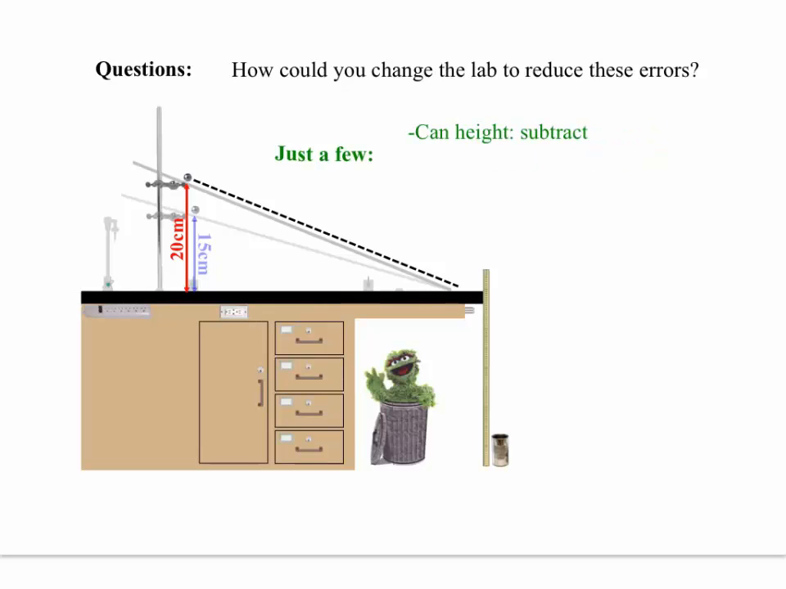As for eliminating any error caused by not accounting for the can height, well, simply account for the can height. Measure its height, subtract that value from the height of the table, and recalculate the time the ball spends moving from the top of the table down to the can, as well as the horizontal distance the ball travels during that time.